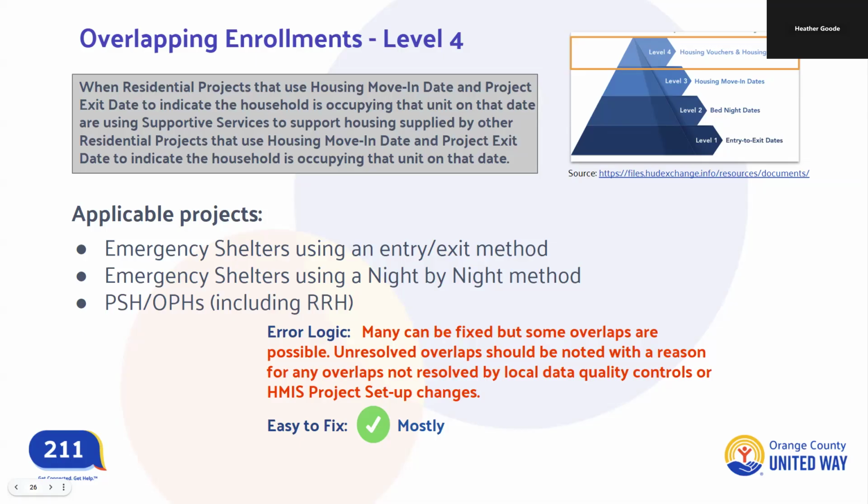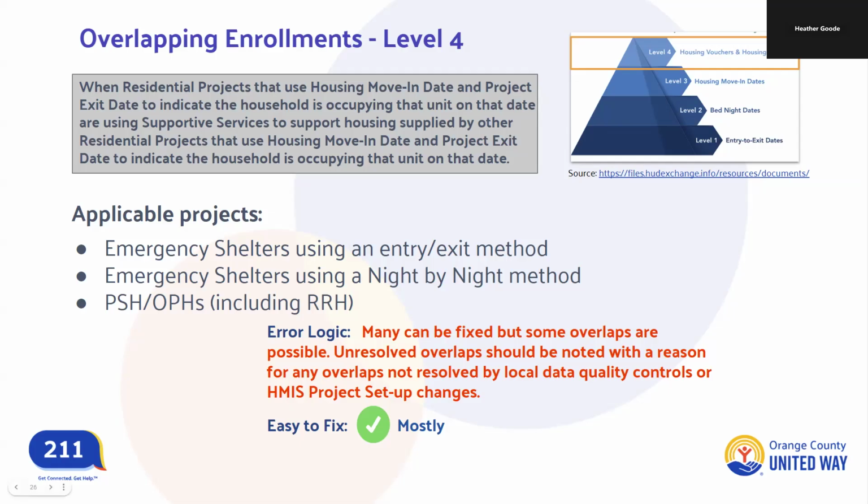So this might be where an emergency shelter or a rapid rehousing project overlaps with a permanent housing project. So the error logic is that it can be fixed, but there are some overlaps that are possible. Unresolved overlaps should be noted with a reason for any overlaps not resolved by local data quality controls or HMIS project setup changes. And they're mostly easy to fix.